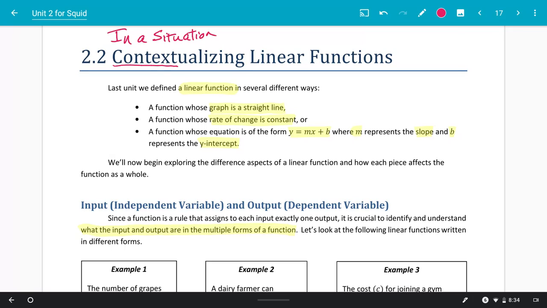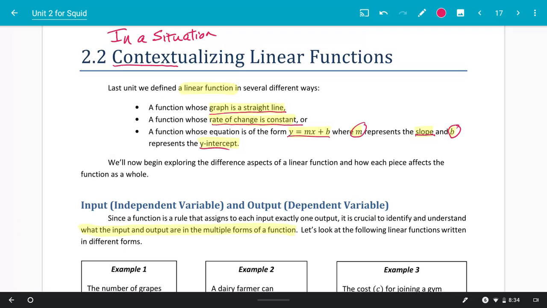We defined it as the graph is a straight line. That's obvious. Thus the name, linear. We know that it has a constant rate of change. Our favorite form is y equals mx plus b. Who can tell me the name of that? Slope-intercept form. There we go. Where m is the slope and b is the y-intercept.